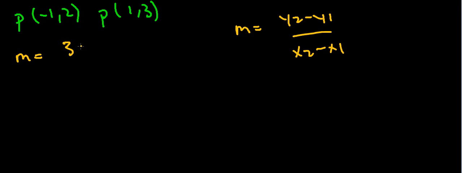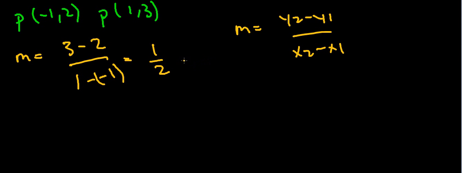y2 is 3, y1 is 2, x2 is 1, x1 is negative 1. That leaves us with 1/2. So our slope is 1/2. Now that we have our slope, we take our slope and we can use either one of our points to find the equation of the line, because both of these points are going to be on the same line.